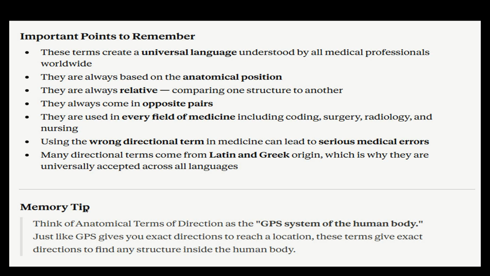Now there is one memory tip for all of you, and with this relational thing you can easily learn the concepts. Think of anatomical terms of direction as a GPS system of the human body. Just like a GPS gives you the exact direction to reach a location, similarly these terms give the exact direction to find a structure inside the human body. Okay, so I hope this entire session is clear to all of you.